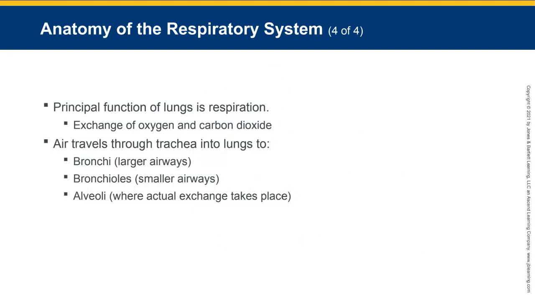Now, the principal function of the lung is respiration. And this is the exchange of oxygen and carbon dioxide. Air travels through the trachea into the lungs, to the bronchi, which are the larger airways, and the bronchi break down into the bronchioles, which are the smaller airways, and at the end of the bronchioles, you have the alveoli, where the actual exchange takes place.